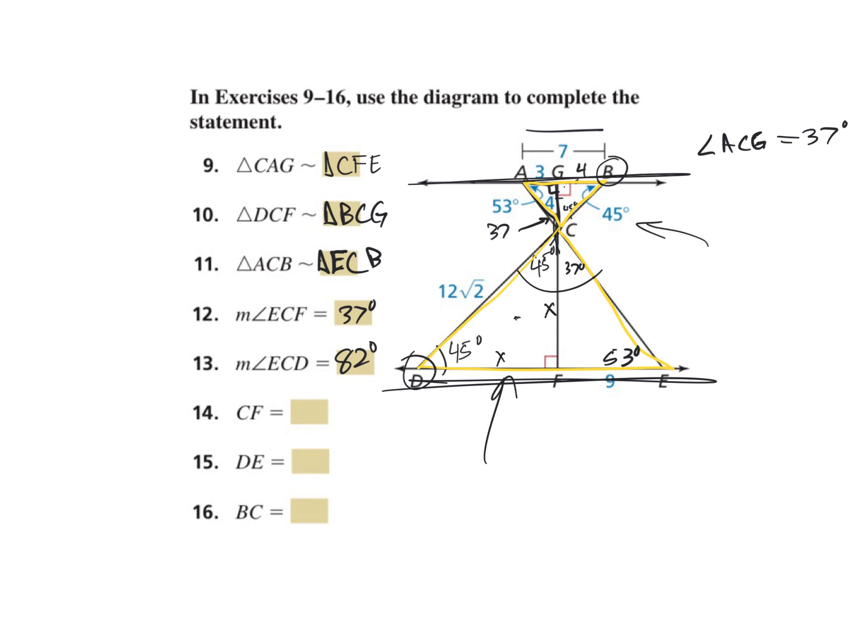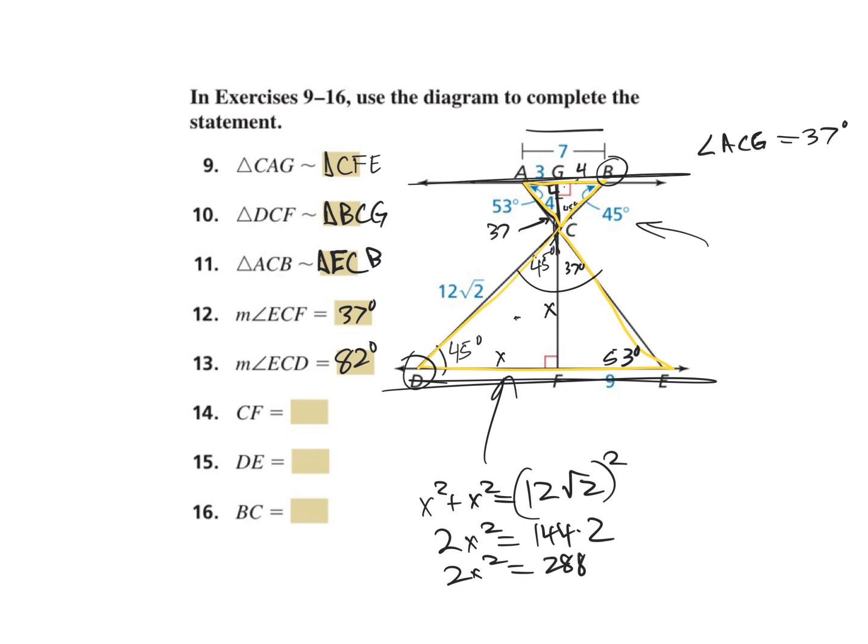If we say that's x and that's x, it's Pythagorean theorem. X squared plus x squared equals c squared. C is this. So that's 2x squared here. Here we get 144 times 2, or 2x squared equals 288. Divide by 2, and x squared equals 144. Square root, that's 12. So each of these are 12. All right? So now we have CF, that's 12. DE, this is 12, and this is 9, so that's 21 the whole way across there, adding segments.